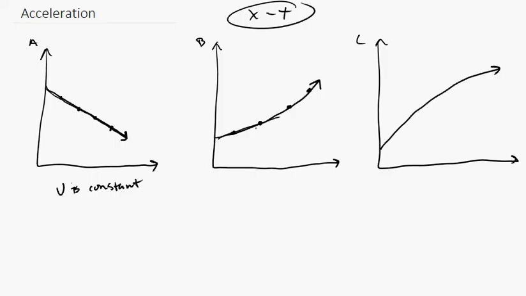So taking a look at this one, if you look at all of these slopes, they are getting steeper and steeper and steeper, meaning the velocity is getting larger and larger. So here the velocity is increasing.